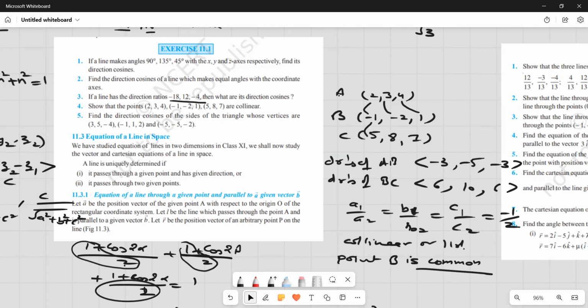Same way you can find, if I want to change it into DCs, divide by the square root of the sum of the squares. This 9 plus 25 plus 9. So fifth question you can try by yourself. Take this as A, this as B, this as C. So find out DRs of AB, BC, and CA and divide by the square root of the sum of squares. Clear?